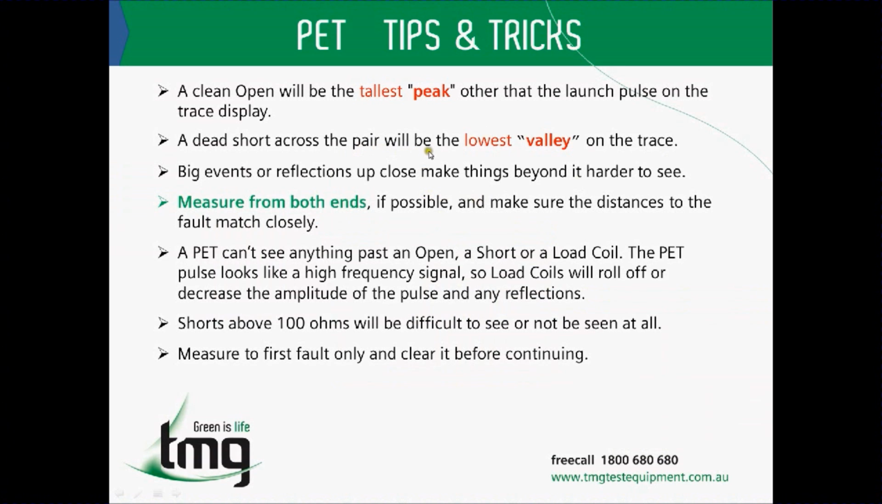A dead short across the pair will be the lowest valley on the trace. We call that a valley. Big events or reflections up close make things beyond harder to see. Measure from both ends if possible, and make sure the distances to the fault match closely. A PET can't see anything past an open, a short, or a load coil. The PET pulse looks like a high frequency signal, so load coils will roll off or decrease the amplitude of the pulse on any reflections. Shorts above 100 ohms will be difficult to see, or we can't see them at all. Measure to the first fault only and clear it before continuing.